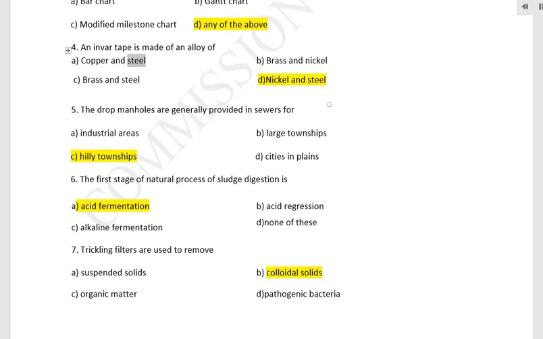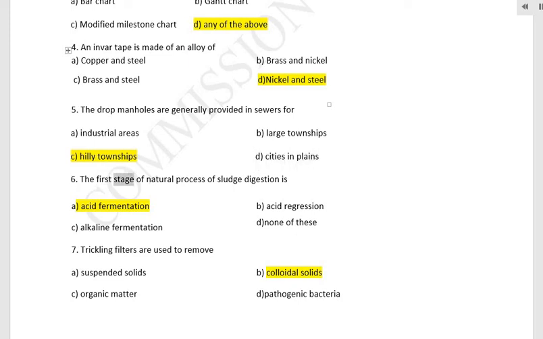Copper and steel. B. Brass and nickel. C. Brass and steel. D. Nickel and steel. 5. The drop manholes are generally provided in sewers for A. Industrial areas. B. Large townships. C. Hilly townships. D. Cities in plains.